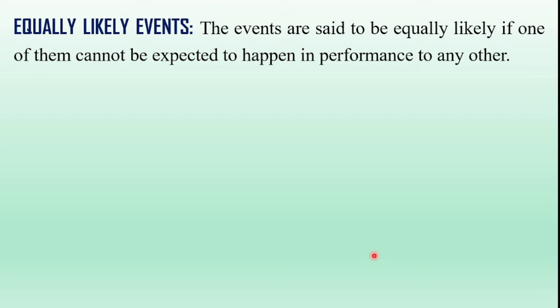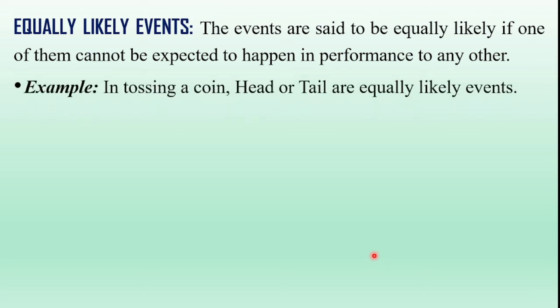And one more definition of equally likely event. The events are said to be equally likely if one of them cannot be predicted to happen in preference to any other. For example, in tossing a coin, head or tail are equally likely events.